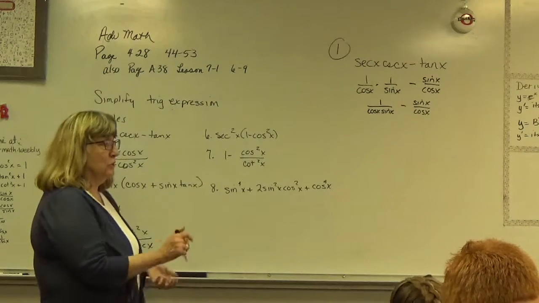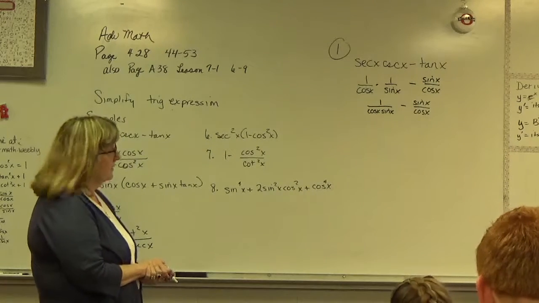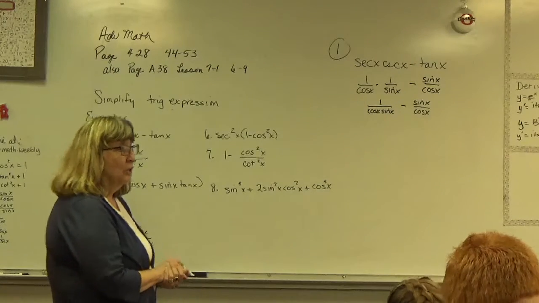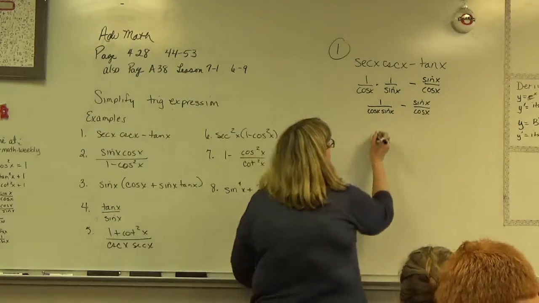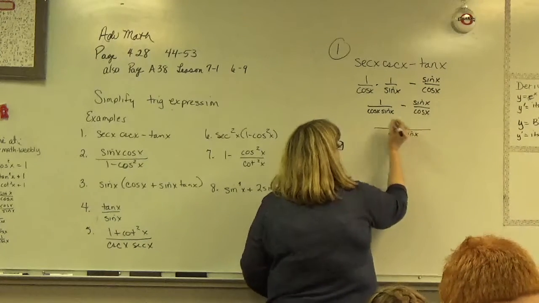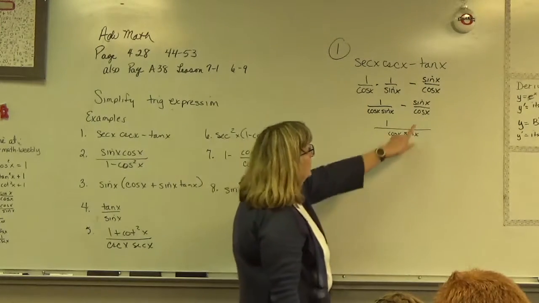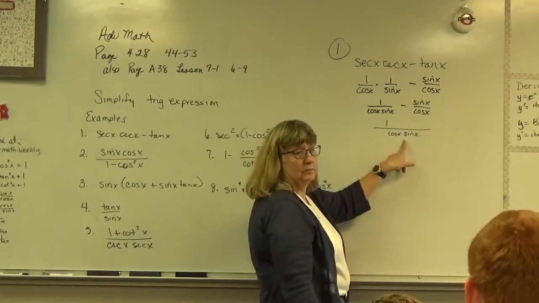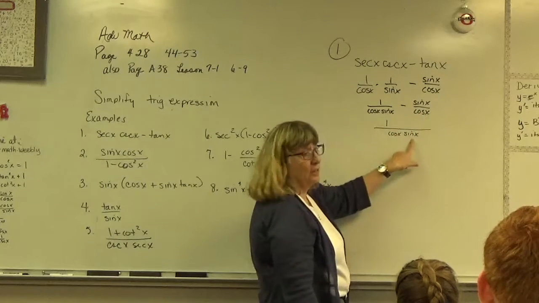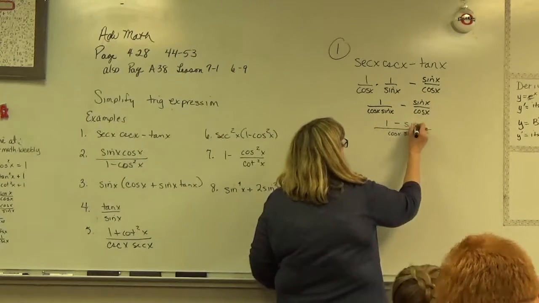Now, all the rules that you've used mathematically throughout the years are coming back to haunt you today, because now I'm subtracting fractions. What do I have to do to subtract fractions? Common denominator. What would be my common denominator? Cosine x times sine x. So this one's good to go, so I'm going to call it 1. What do I have to multiply this by in order to get this? What do I take times cosine to get cosine sine? Sine x. So sine times sine is sine squared x.